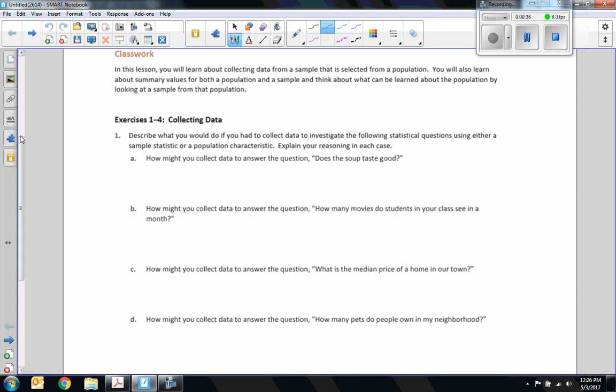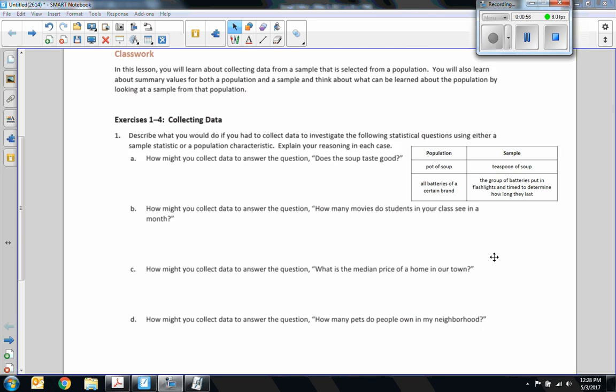So exercise 1 through 4 says collecting data. Describe what you would do if you had to collect data to investigate the following statistical questions using either a sample statistic or a population characteristic. Explain your reasoning in each case. So here we go.